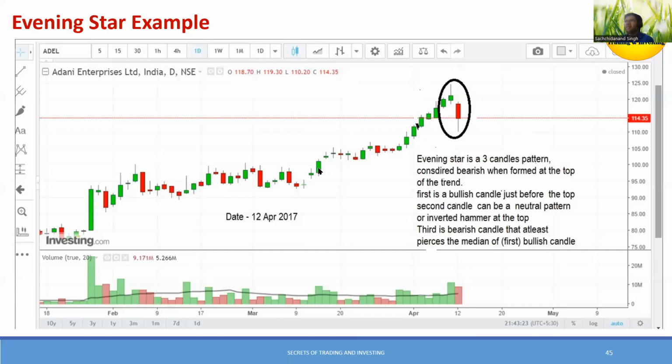Okay. So these were the four to five types of bearish candlestick pattern. If anybody has any question regarding these examples, feel free to ask.